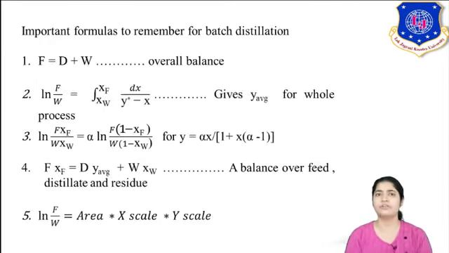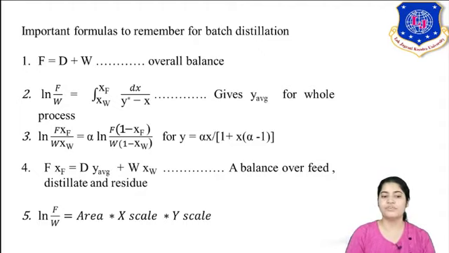So in gist about batch distillation, these are the formulas you have to remember. First is the overall balance: feed is equal to distillate plus W, that is, feed moles or molar flow rate is equal to D plus W. Second is Rayleigh's equation. Its purpose is that it gives you the Y average value for the whole process. What is Y average? It is the average of the vapor phase mole fraction throughout the batch distillation process.